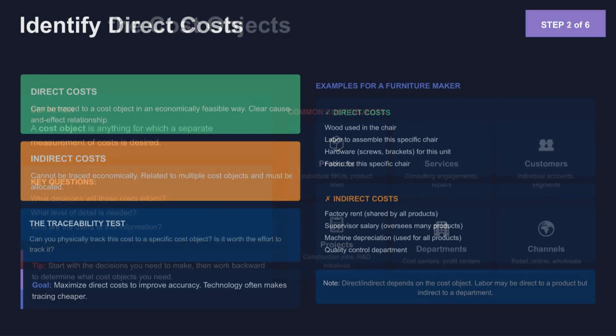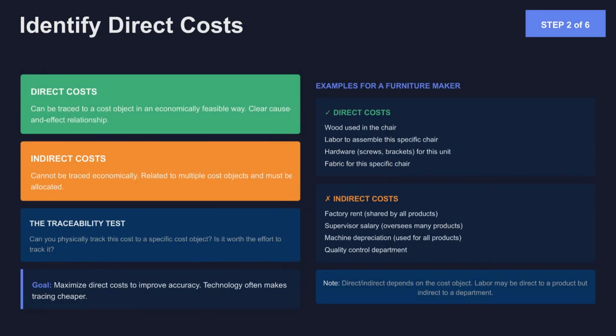Second step, distinguish between direct and indirect costs. Direct costs can be traced to a cost object through cause and effect relationships, whereas indirect costs require allocation. Consider examples from furniture manufacturing, where materials and labor are direct, and overhead such as rent or depreciation is indirect.